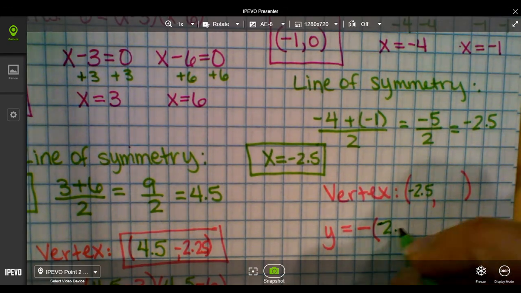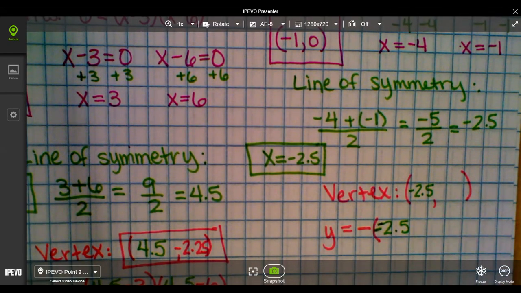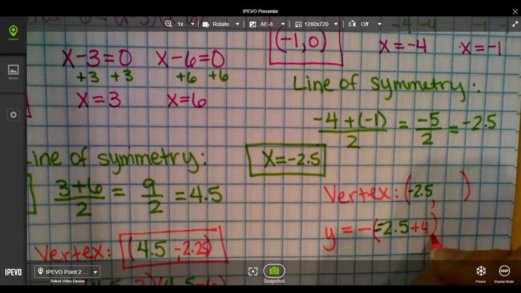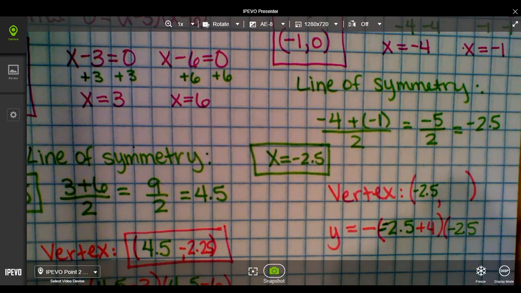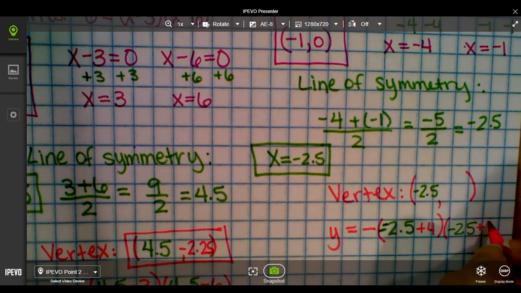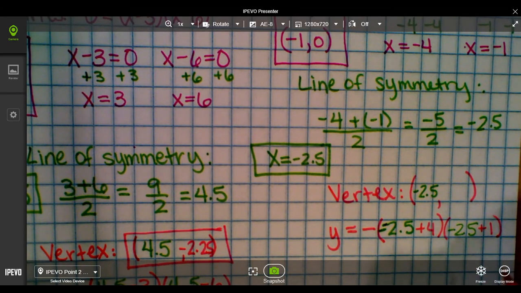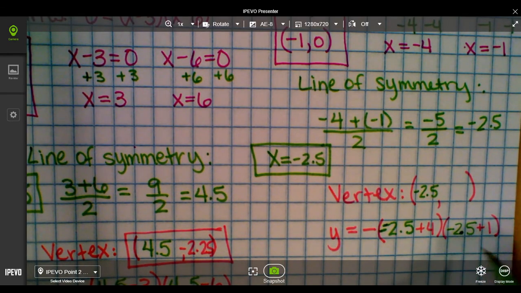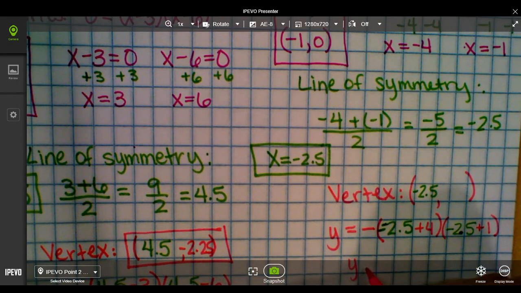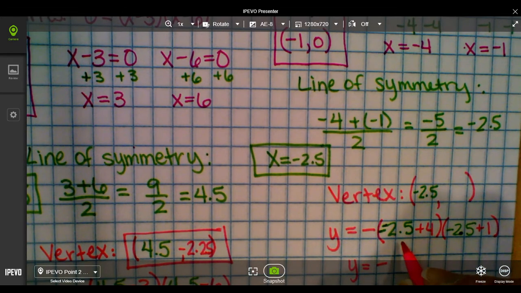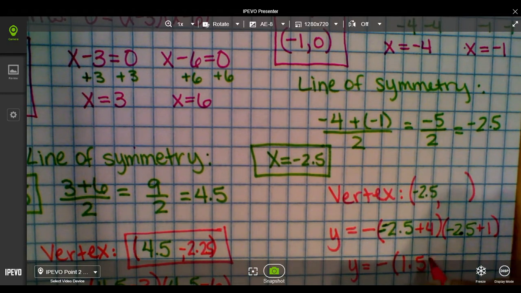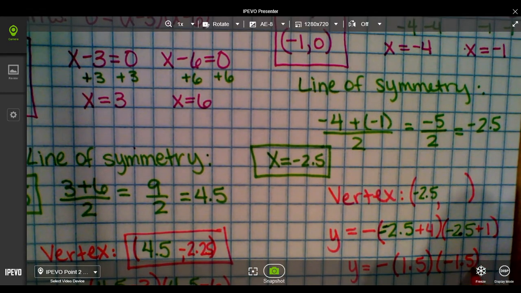And then we have a negative 2.5 plus 4. And then we have another negative 2.5 plus 1. So I'm just plugging in that negative 2.5 in for both of my x's. Okay, then I just have to multiply all these guys together. So I still have that negative 1 out in front. I'm going to do my parentheses first. So negative 2.5 plus 4 is going to just be 1.5. And then negative 2.5 plus 1 is going to be negative 1.5.